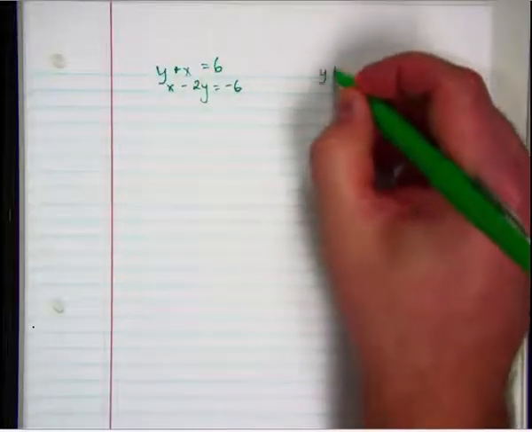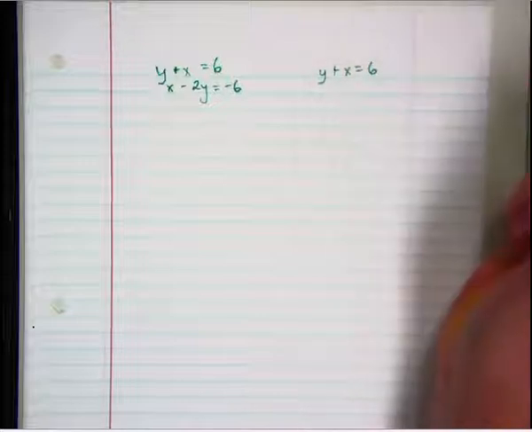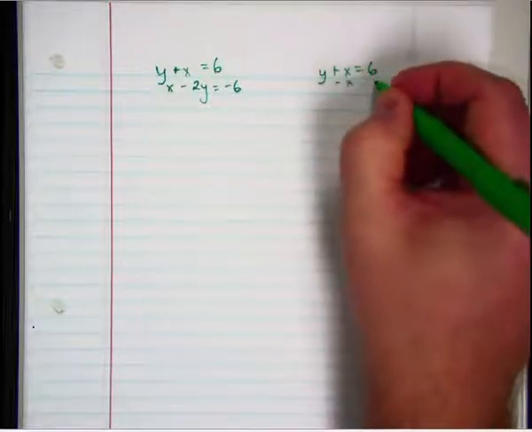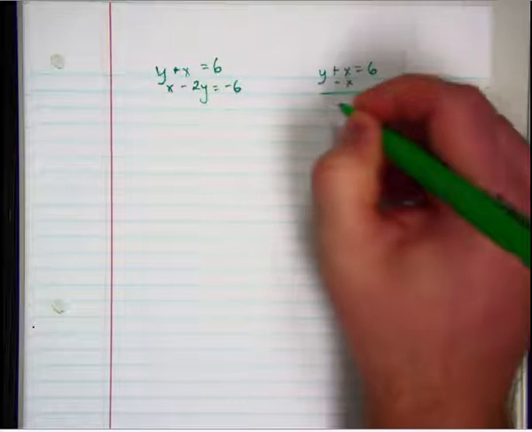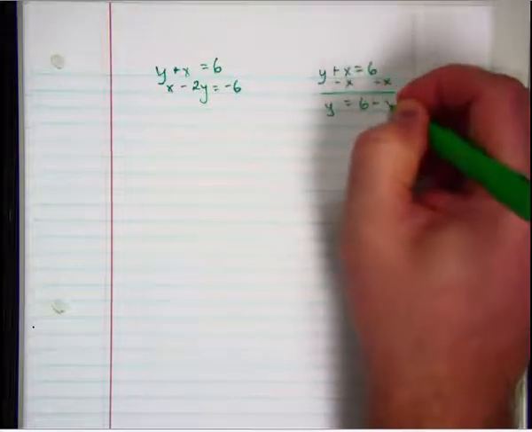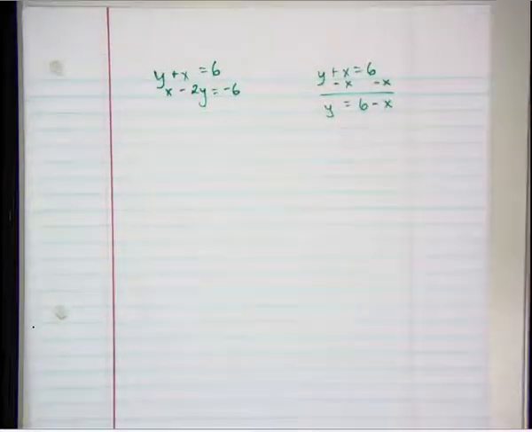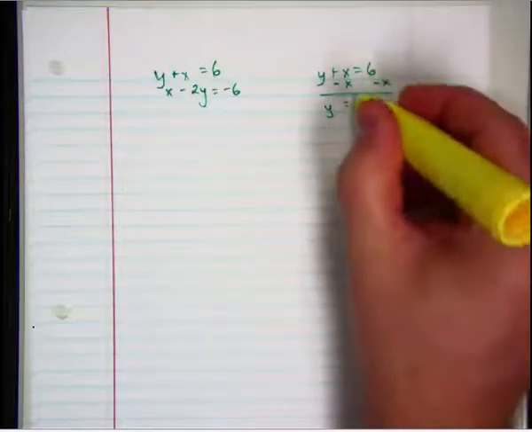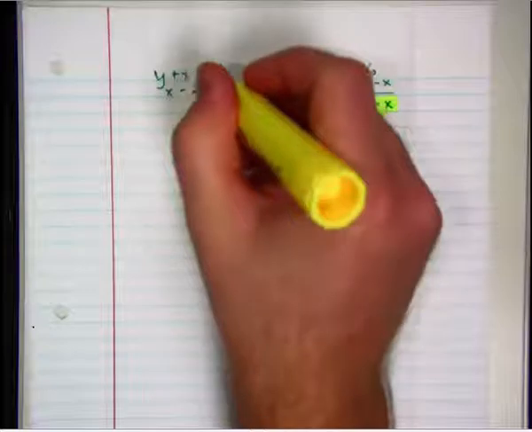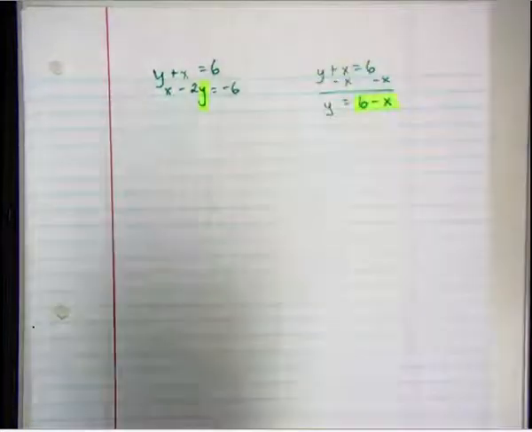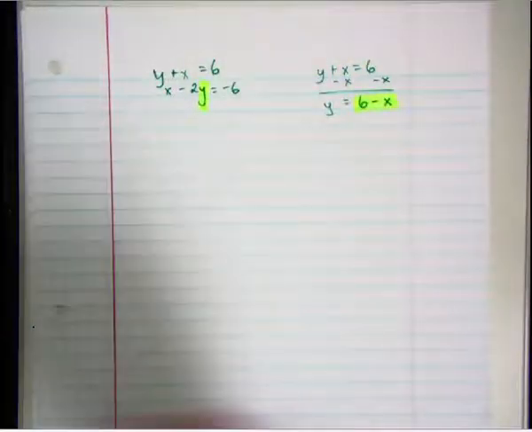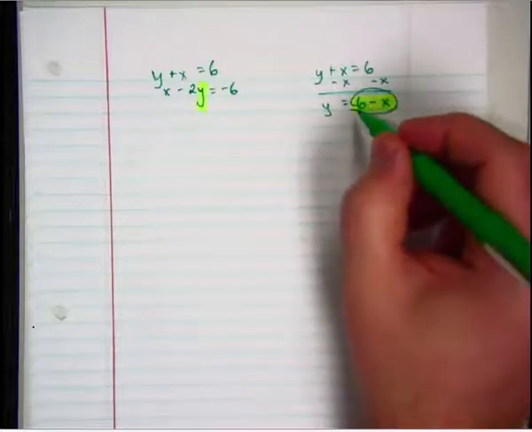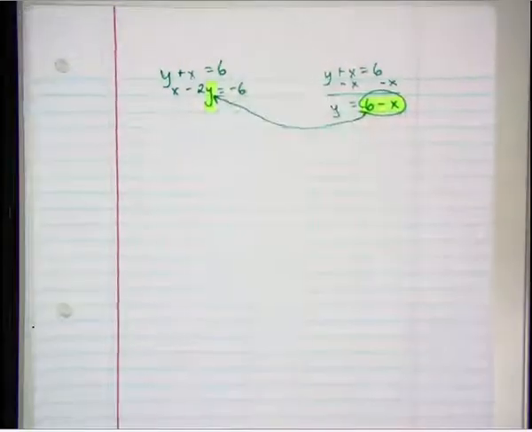Because if I think about y plus x equals 6, to get y alone, the only thing I have to do is subtract x from both sides. That would give me y equals 6 minus x. Now that I notice that y is alone, recognizing I did that from the first equation, now I can take all of this stuff for y and I can put it in place of y in the other equation. So I'm going to take 6 minus x and I'm going to put it in place of y here.